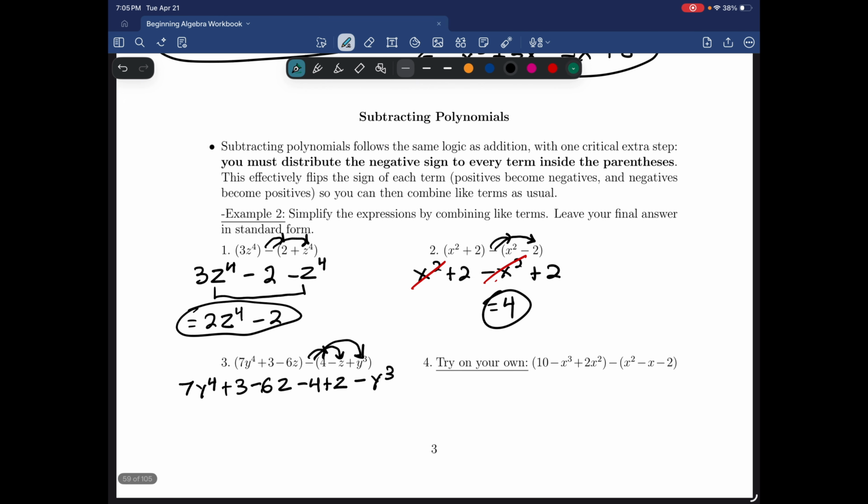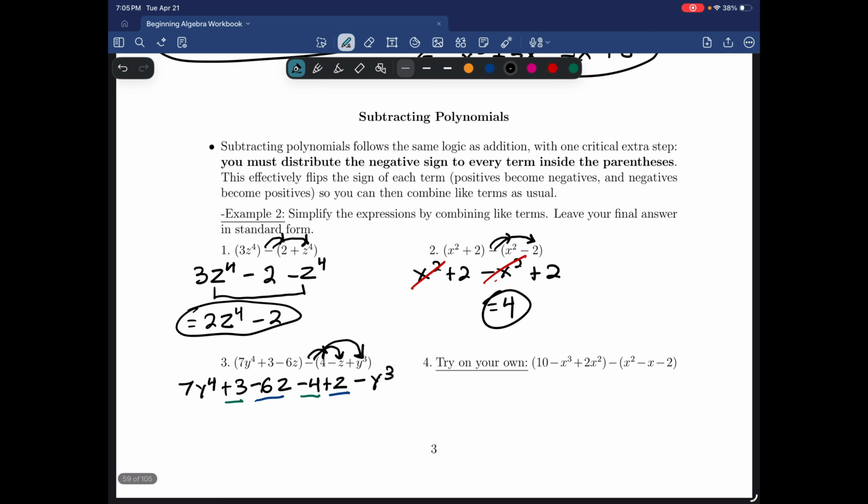And now let's combine our like terms. So, or let's identify our like terms, I should say. We have a 3 here and a -4 here. We have a -6z here. Let me do a different color. We have a -6z here and a positive z here. And those are our only like terms.